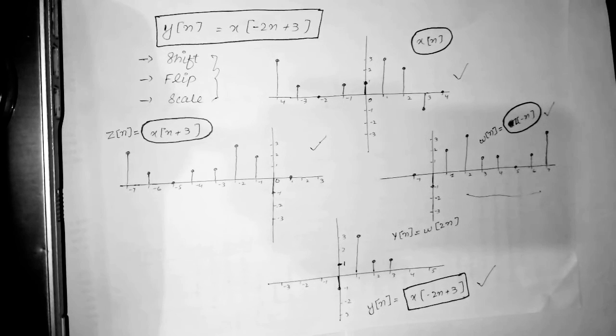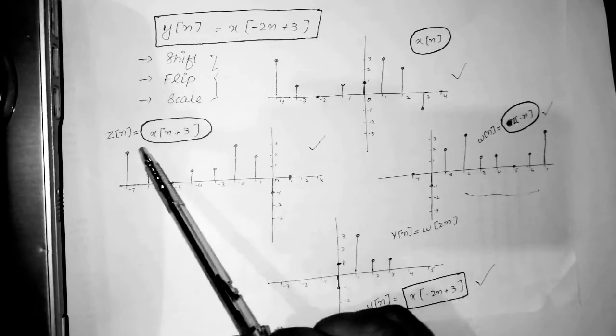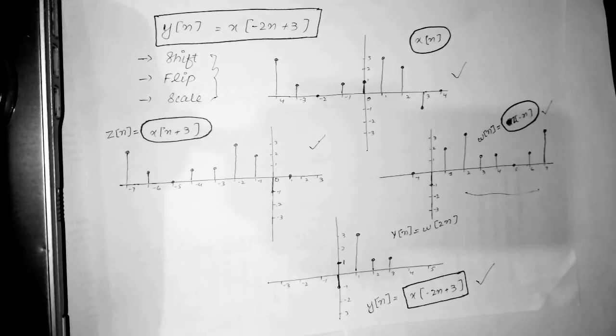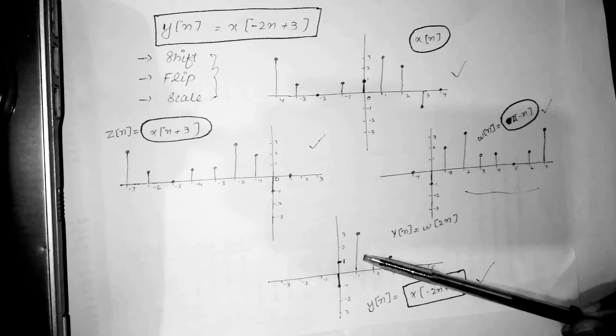Now see an example where we have to perform multiple operations on a single signal. We have x of n. First we will shift the signal 3 steps. Then we will flip the signal and at the end we will do scaling or indexing.